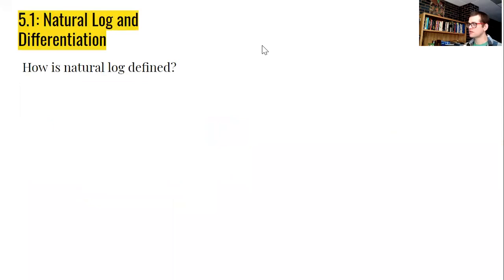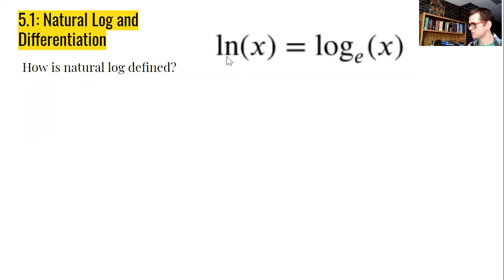All right. So how is natural log defined? Harkening back to how we defined it back in pre-calc and how we defined it in Algebra 2, we defined it the same way in both those classes. We defined natural log, ln of x, just to be log base e of x. All right, that's how we defined it.